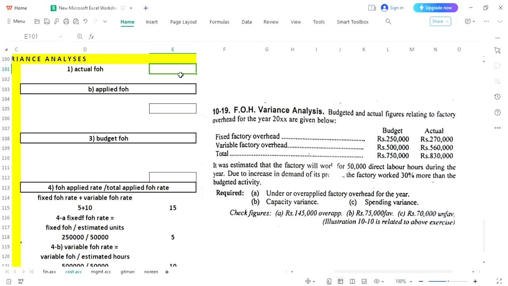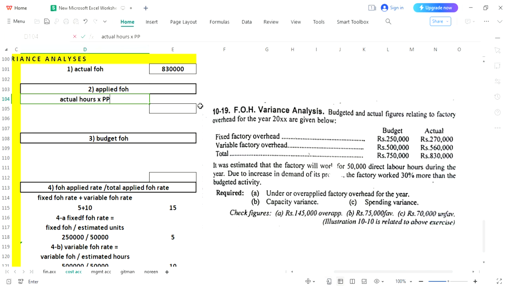I was telling you there is no need to calculate actual FOH. Normally it is given in the question: 8,30,000 is actual FOH. It's time to see applied FOH. Somebody should tell me what is the formula for applied FOH. For that you will simply use actual hours or units, and then you will multiply it with the applied FOH rate.